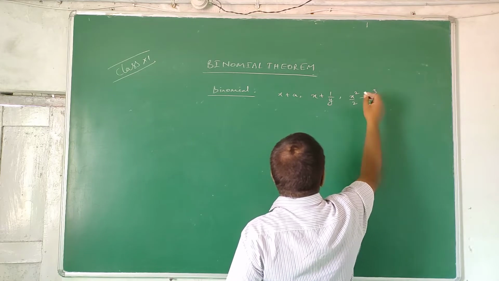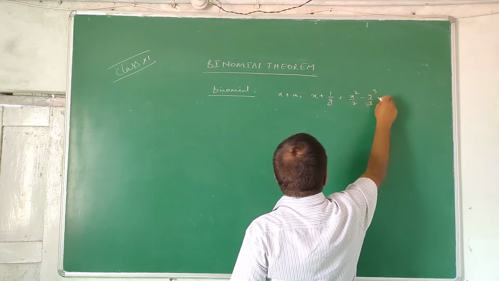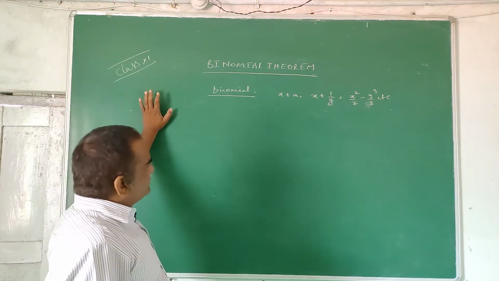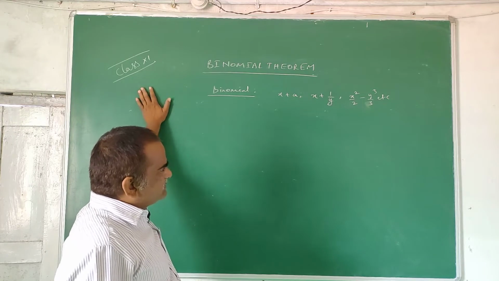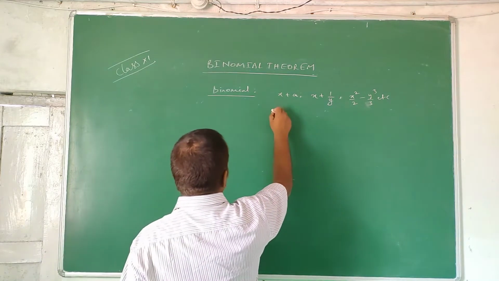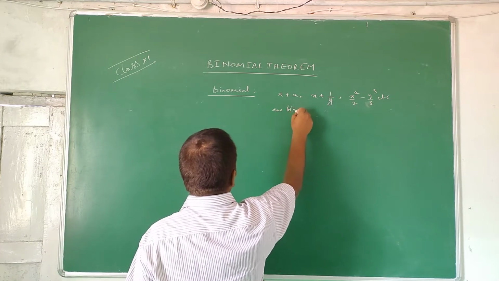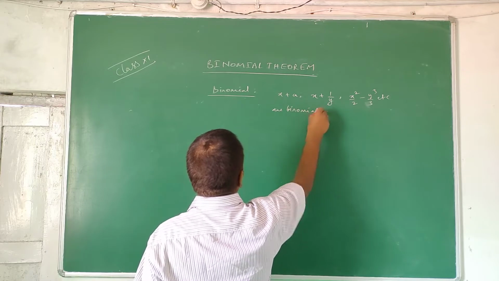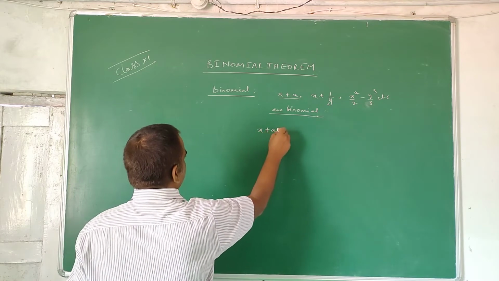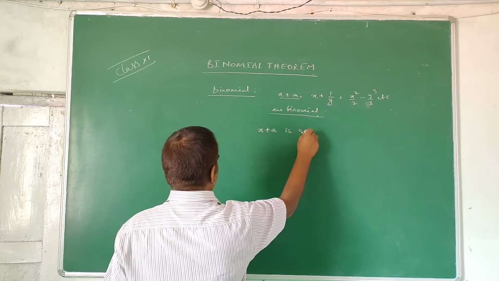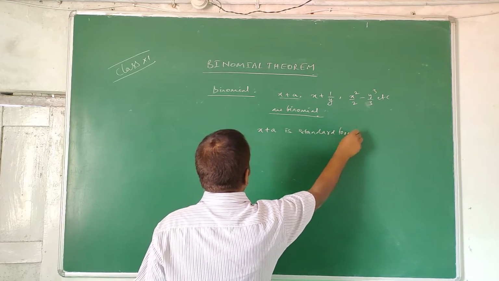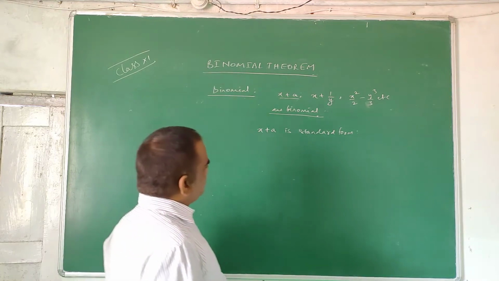So many binomials will be there, etc. These are all algebraic expressions that contain two terms, so these are called binomials. Now, this x plus a is taken as the standard form of a binomial.